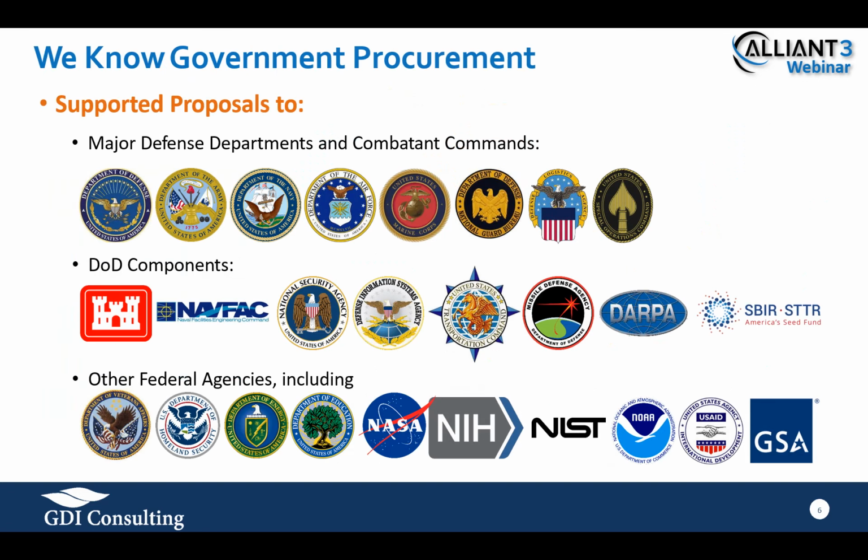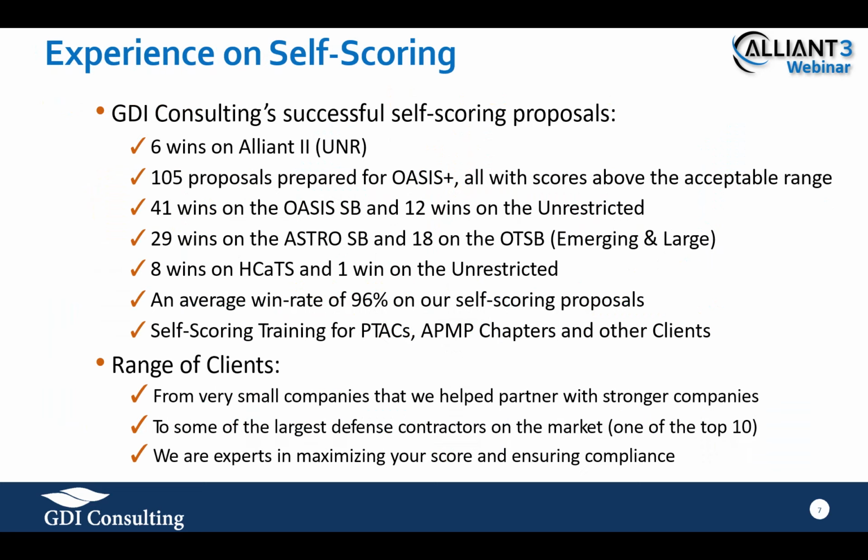We have worked with almost all agencies in the government. And you can see I've put in some numbers. 6 wins on Alliant 2, 105 proposals for Oasis Plus, as I mentioned, 41 wins on Oasis, the previous one, small business, and 12 wins on the unrestricted, and so on. We have an average win rate of 96% on self-scoring proposals, because right from the beginning you can tell if it's a winner or not. So we usually recommend our clients whether they should proceed or not, because it's obvious usually from the beginning if they're going to have the score or not.